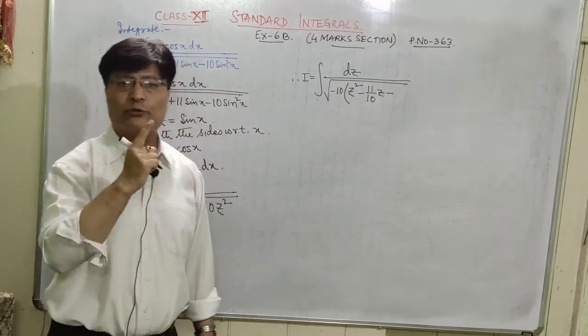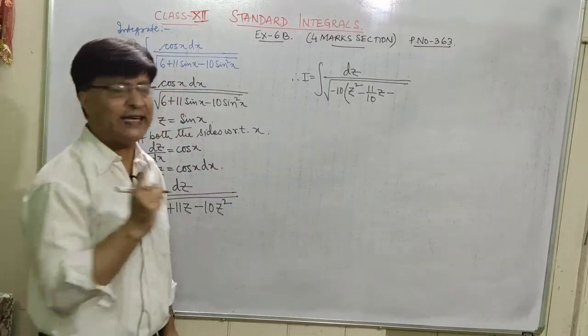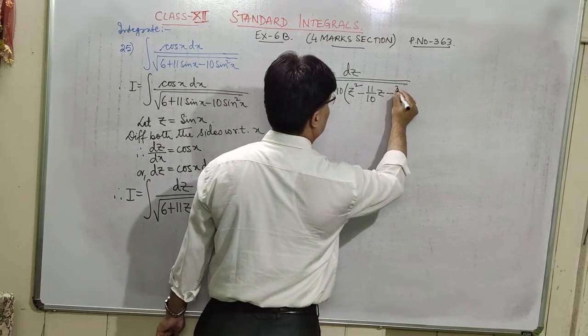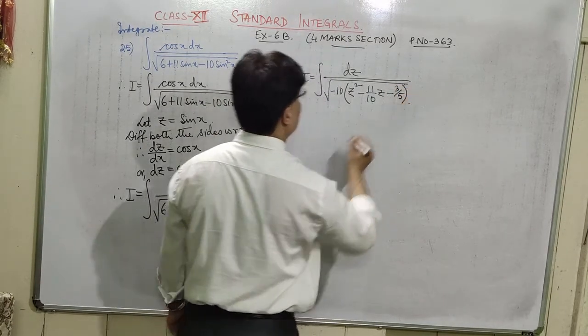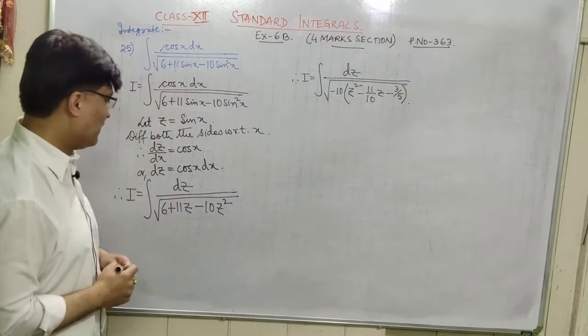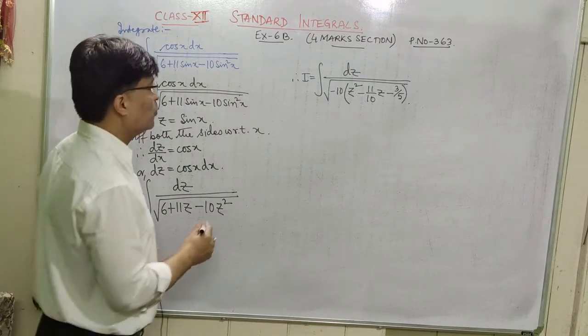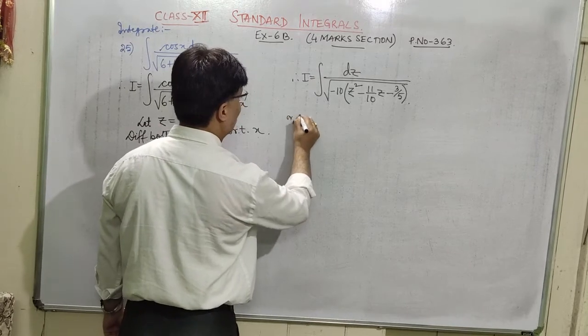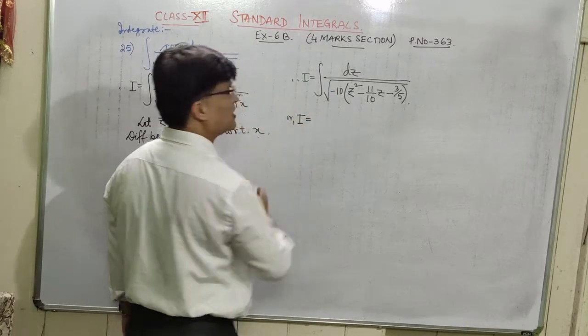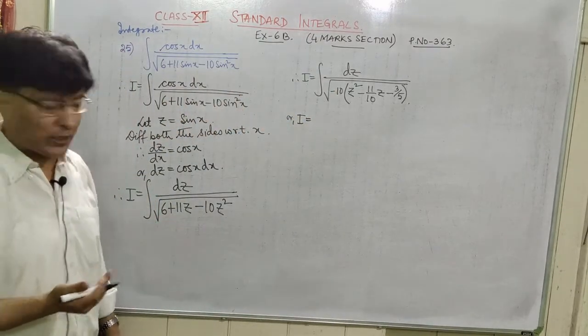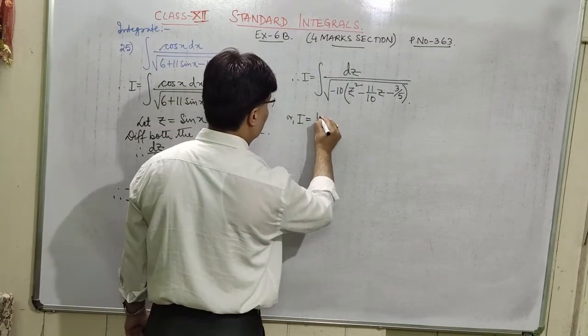6 by 10, but you should write it in the lowest form. What is 6 by 10? 2 3s are 6, 2 5s are 10, so it is minus 3 by 5. So I think you have understood it. So which constant is taken outside? You can't take the minus sign outside the integral sign on the square root. Okay, so let us take only 1 by root 10.